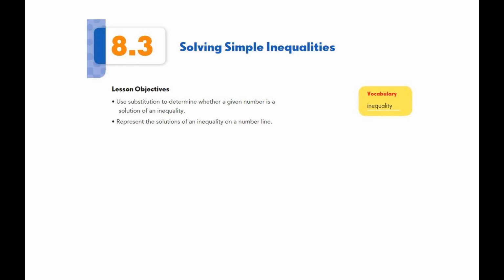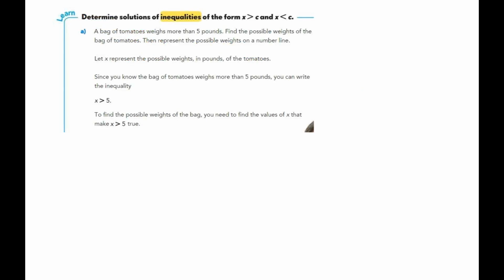Here we go. First, we'll start with a bag of tomatoes. All right, and we know that they weigh more than 5 pounds. We just don't know how much more. And so we're going to try to figure out all the possible numbers and put it on a number line. So here, first off, we'll show that the bag of tomatoes, which we'll call x, is greater than, this is what this symbol means, 5. So it weighs more than 5 pounds.